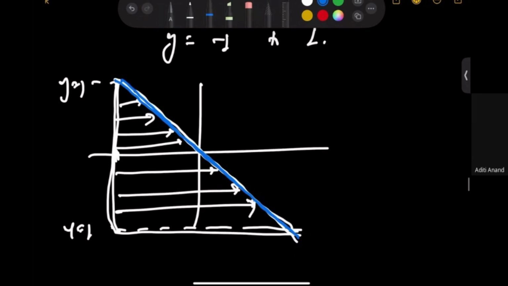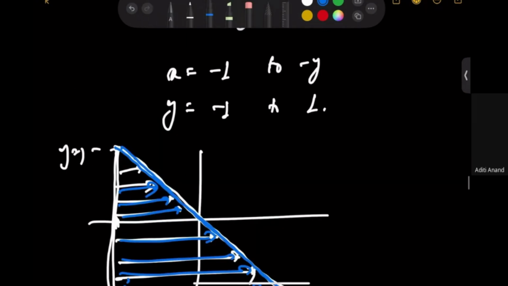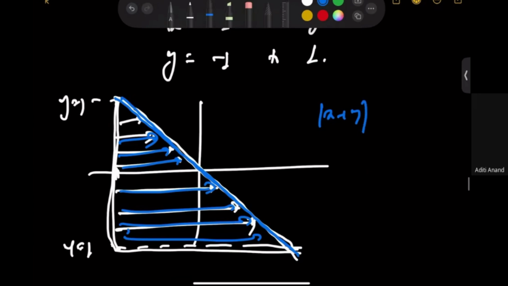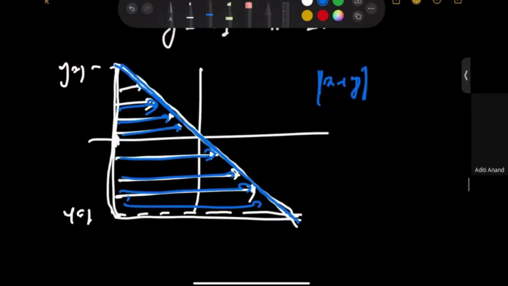So over this region, can you tell me what the values of x plus y would be? So you are integrating the function x plus y over this region, right? Over this region that you have described. Your idea is correct, yes. But can you tell me why? Minus of x plus y. Exactly.